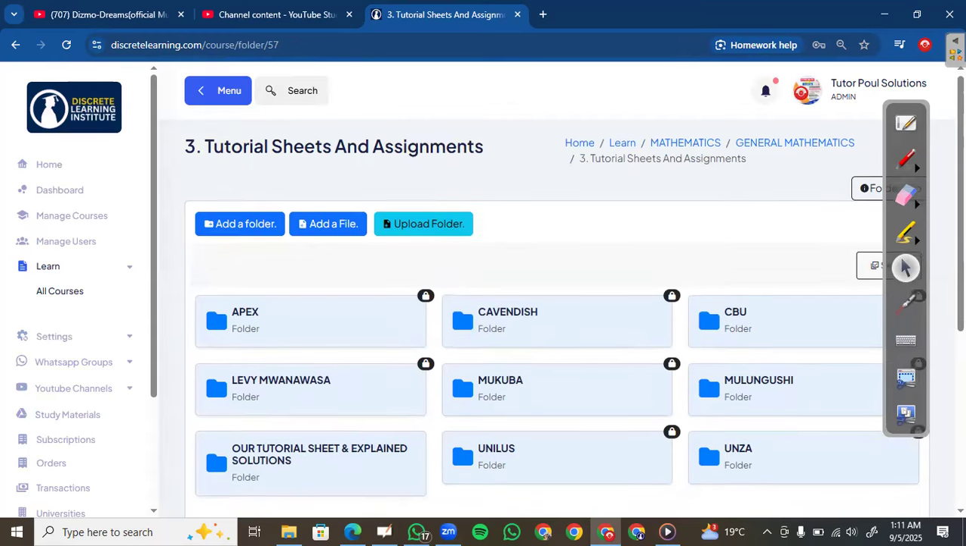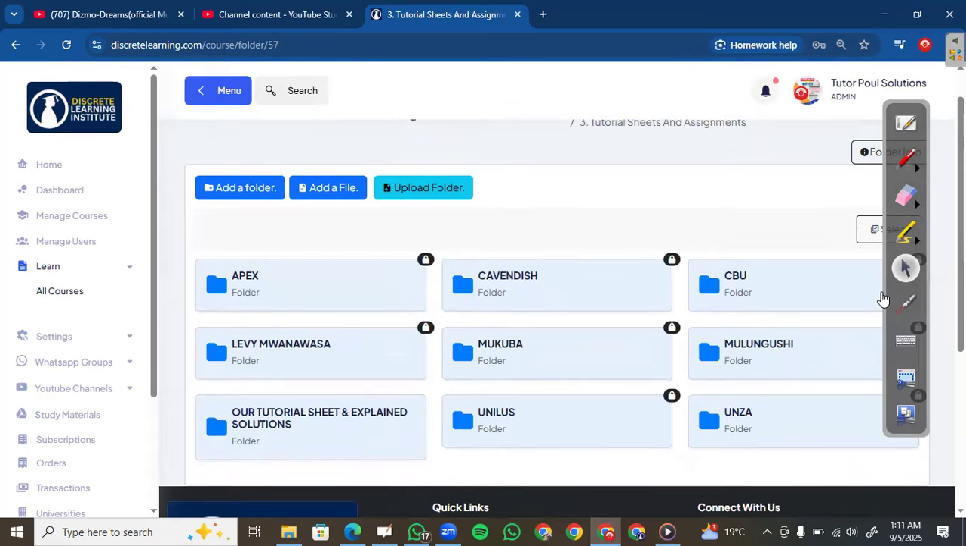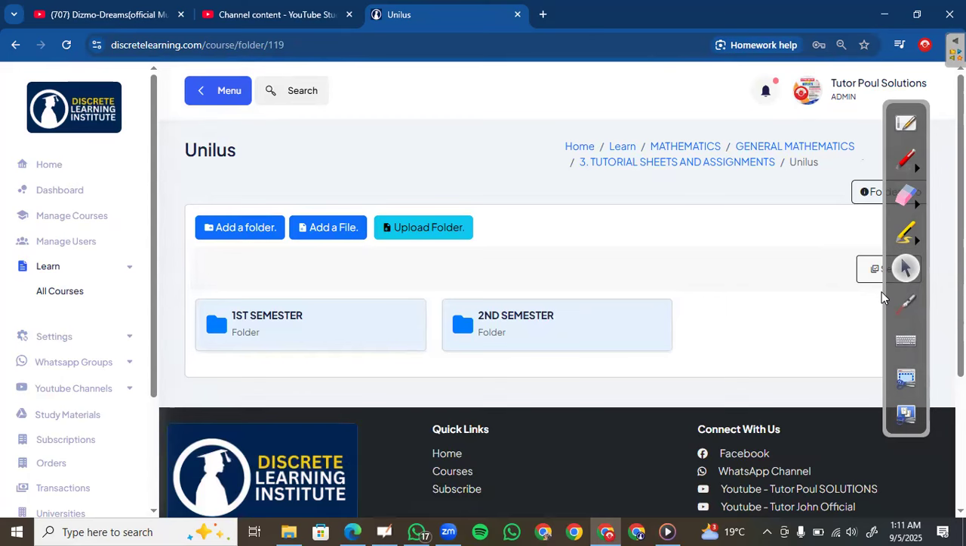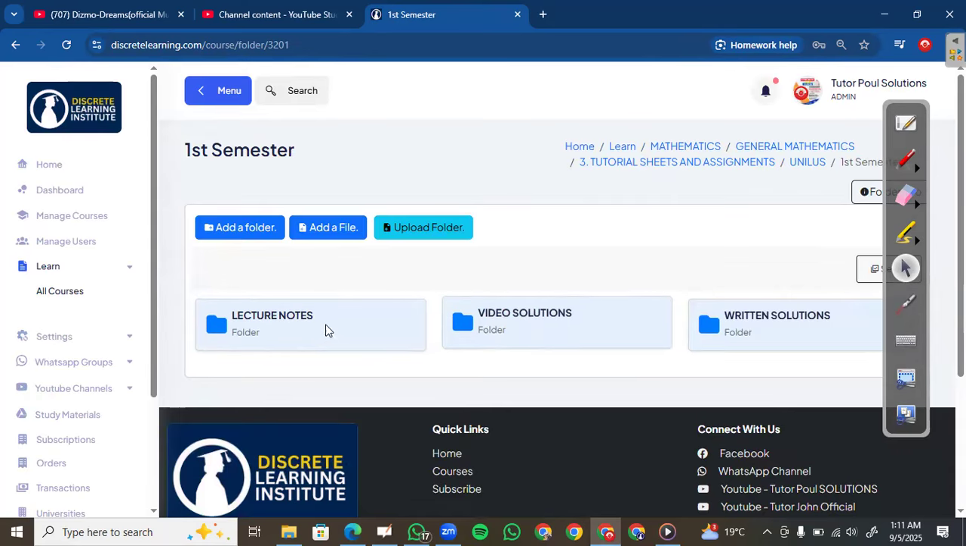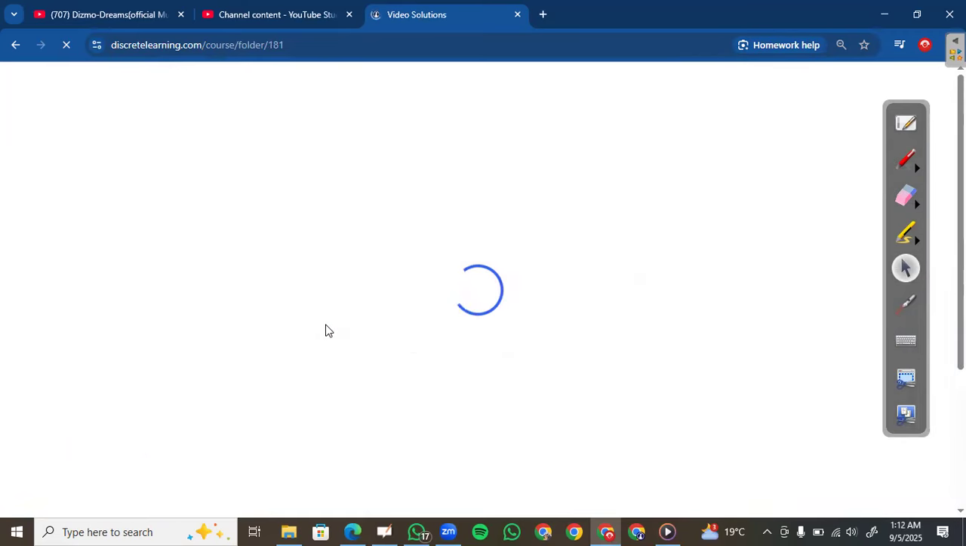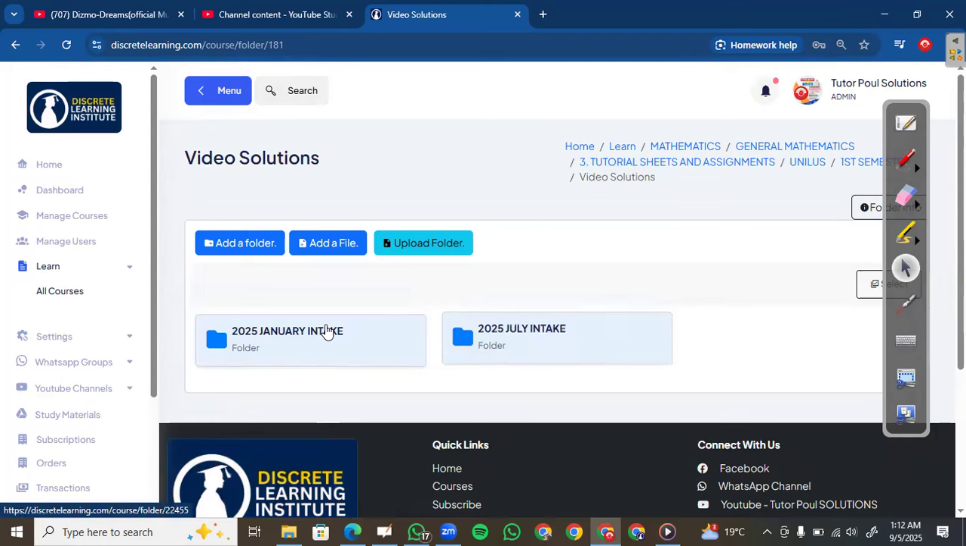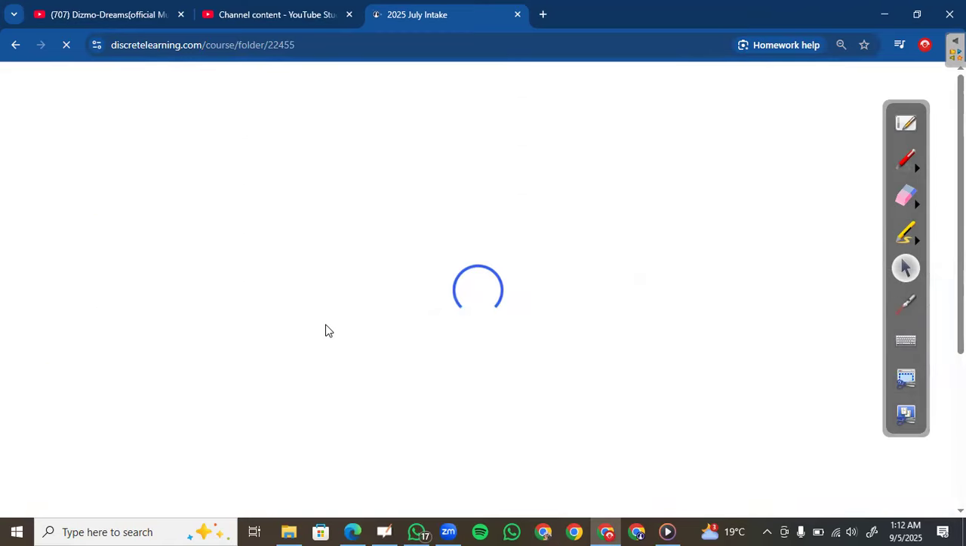And then if you want those tutorial sheets, you just come in this folder, tutorial sheets and assignments. Depending on the university where you're from, those tutorial sheets are from Unilus, so you go to the folder for Unilus. Okay, and then that was first semester, so you click first semester here. And then you go to the video solutions here. If you want, you can check out the written solutions here. If you go to the video solutions, you're going to see that we have 2 intakes so far, the January 2025 intake, then the July 2025 intake, which is this now. So you can just open this 2025 July intake.